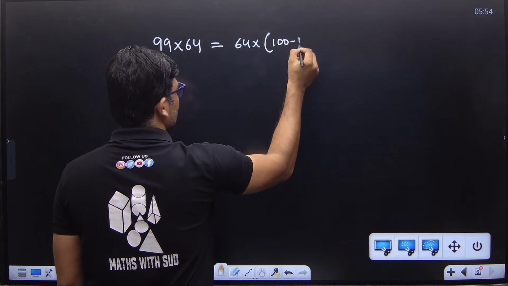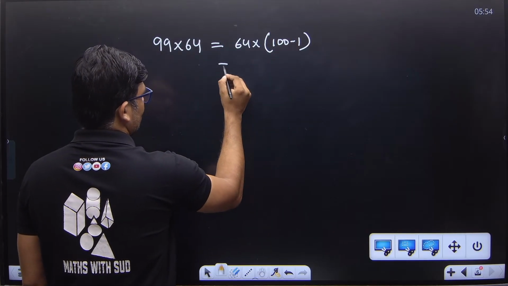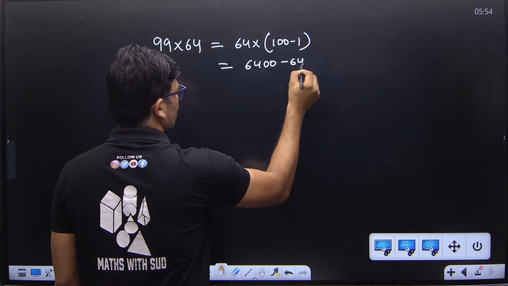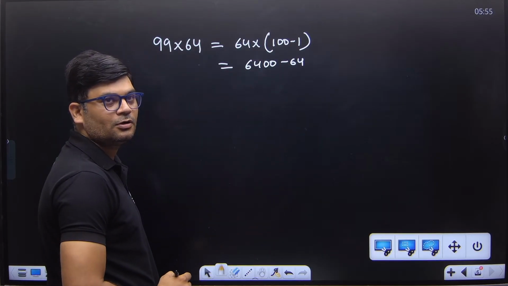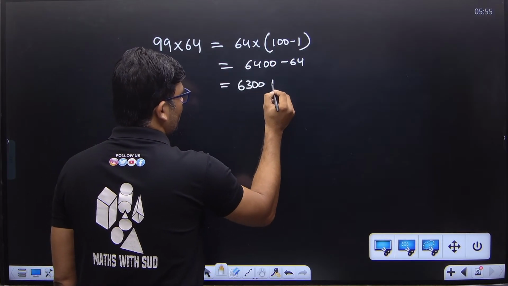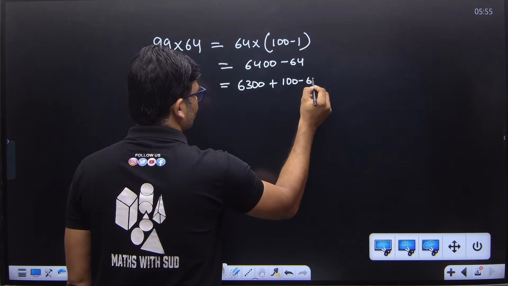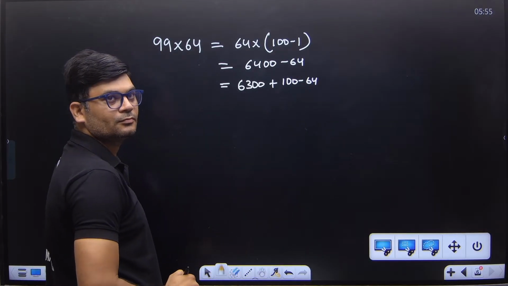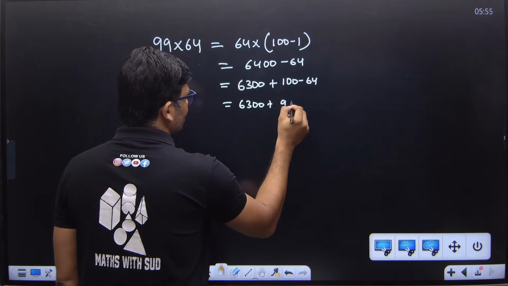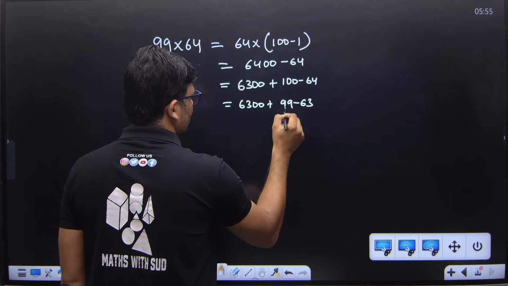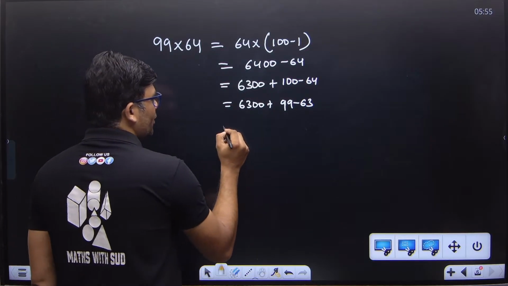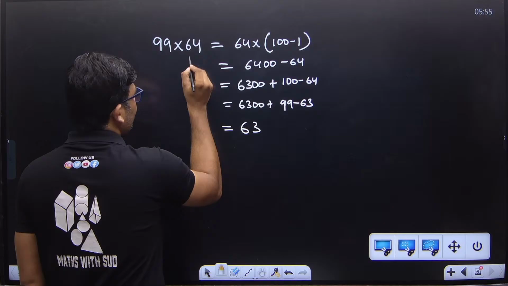Any doubt in this? No. It can be written as 6400 minus 64. Any doubt? No. It can be written as 6300 plus 100 minus 64. Yeah. It can be written as 6300 plus 99 minus 63. Any doubt? No. So the first two digits, you can see, are reduced by 1.